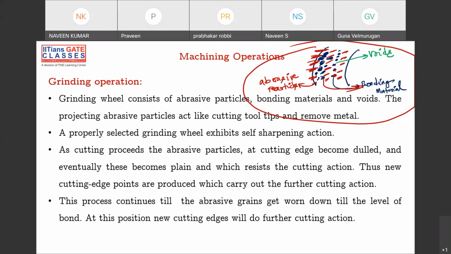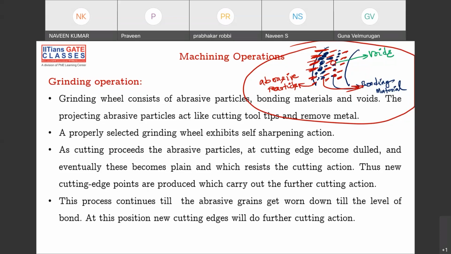These are all bonding materials. And there are also some voids, some pores inside the grinding wheel. So what does a grinding wheel consist of? A grinding wheel consists of abrasive particles, bonding materials and voids.